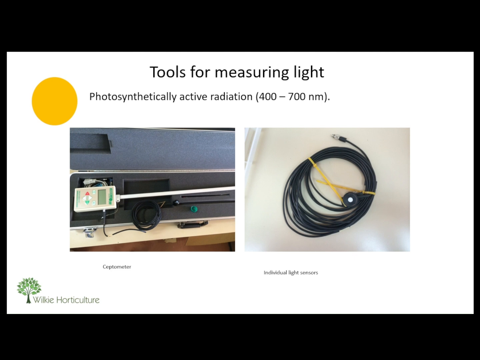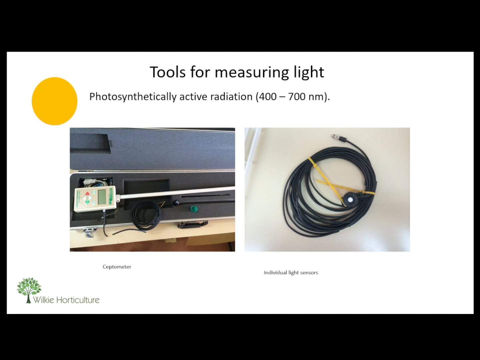This is called a ceptometer. It's a handheld box with a bar on the end of it, which is filled with light sensors, and this one here is actually 80 centimetres long. So you use it to measure the average of light across that 80 centimetre length.